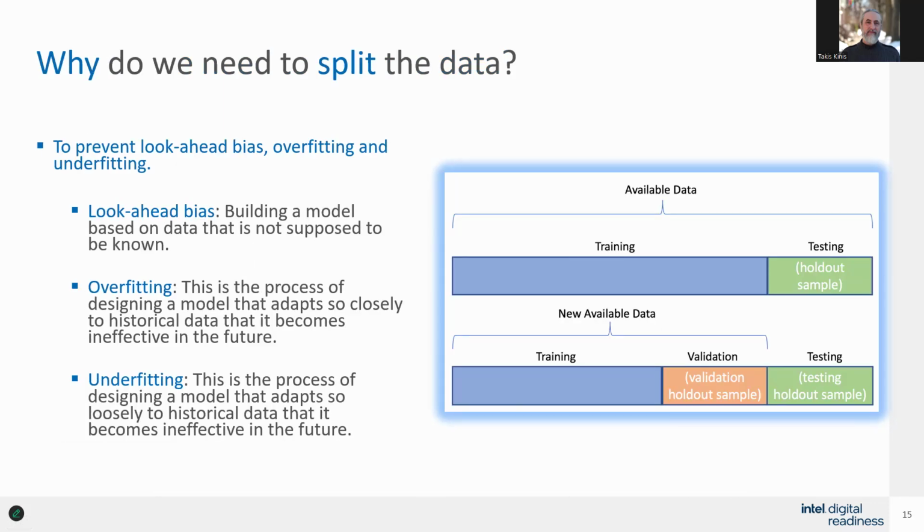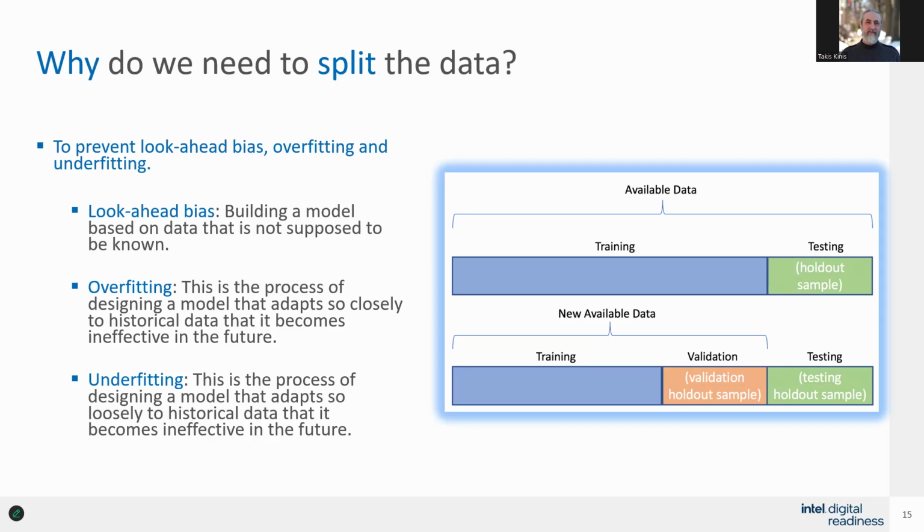All right. So the big question at the top here: why do we need to split the data? Basically, the answer is to prevent look ahead bias, overfitting, and underfitting. Here's what each of those means. A look ahead bias is building a model based on data that is not supposed to be known. If you can see what's coming, you can adjust for it, but that becomes a bias. Overfitting is the process of designing a model that adapts so closely to historical data that it becomes ineffective in the future.